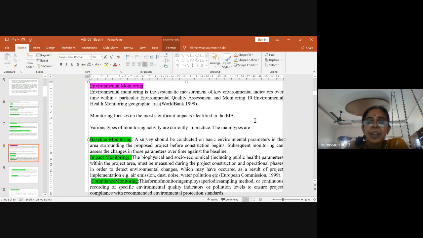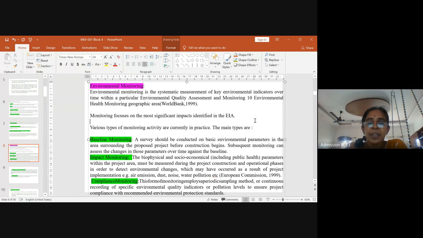Baseline monitoring means a survey is conducted on the basic environmental parameters in the area surrounding the proposed project before the construction. Impact monitoring means the biophysical and socio-economic parameters within the project area should be measured during the project construction and operational phases.